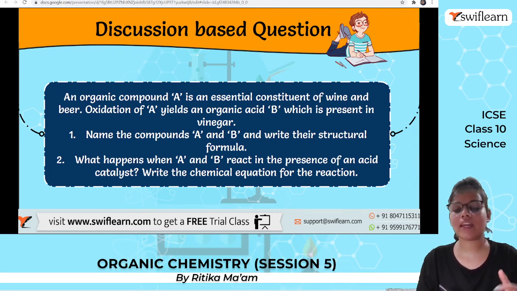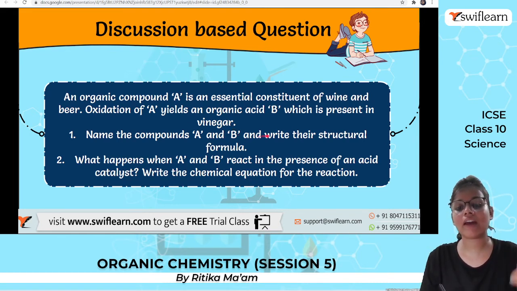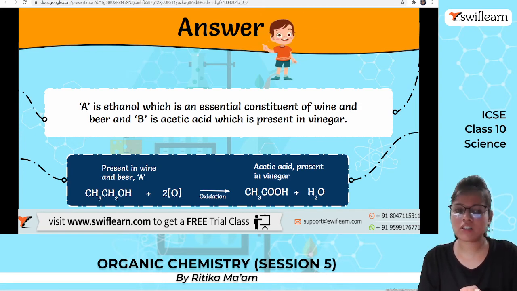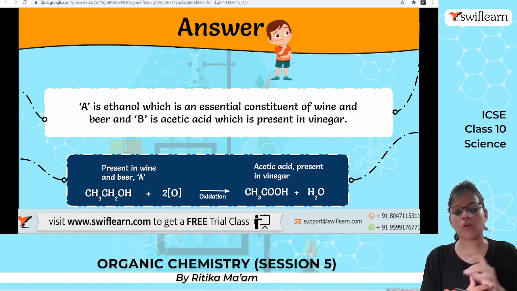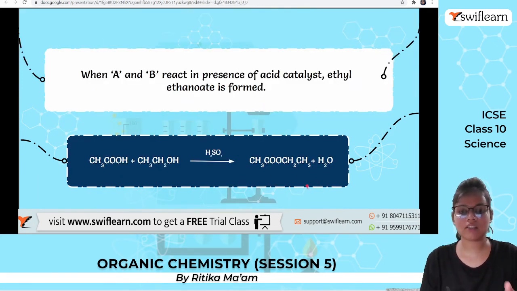What happens when A and B react in presence of an acid catalyst, and we have to write a chemical equation. Now see, the question says that compound A is an essential constituent of wine and beer. So from this we know that A is ethanol, and since B is present in vinegar, it must be acetic acid. Now oxidation of ethanol gives acetic acid plus water. So this is how our reaction goes.